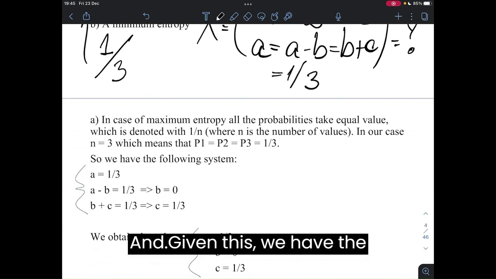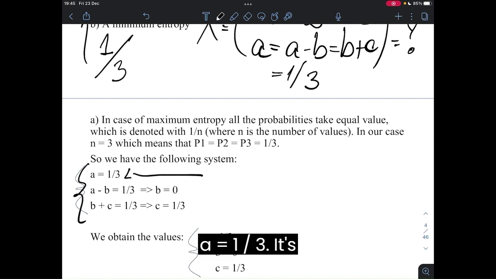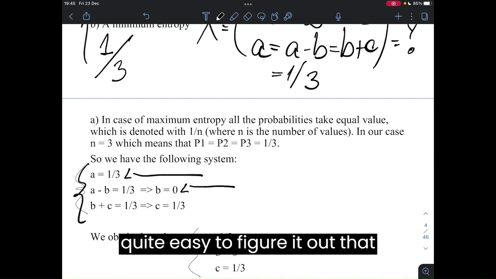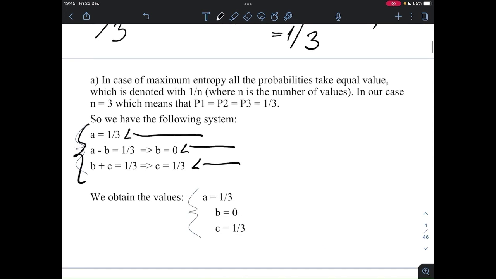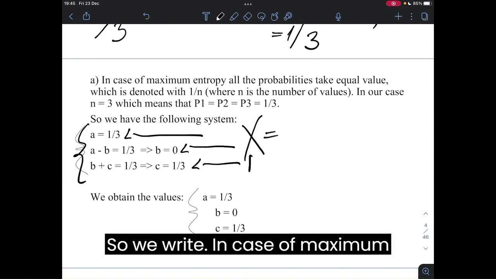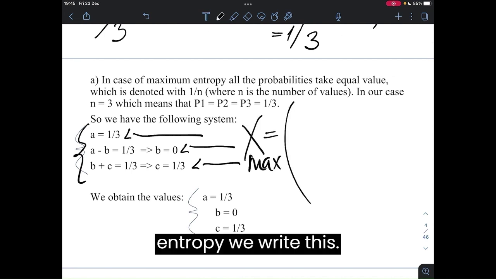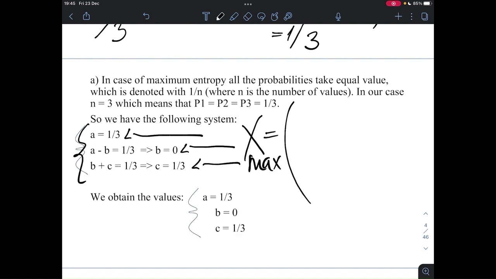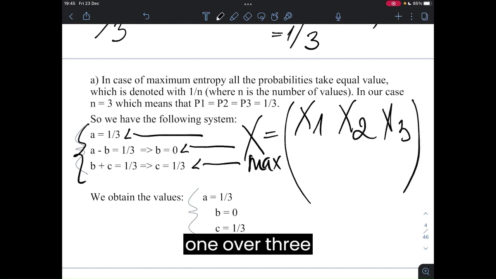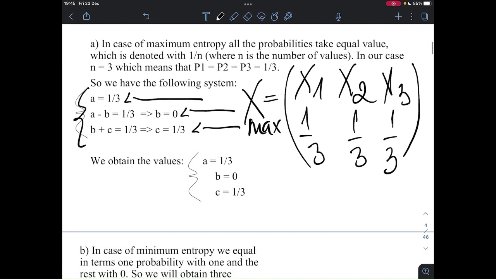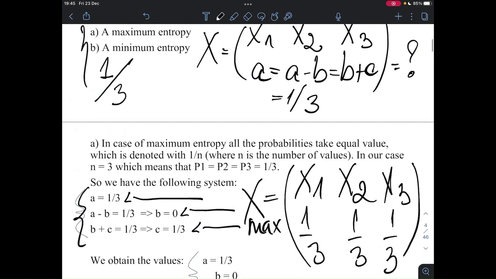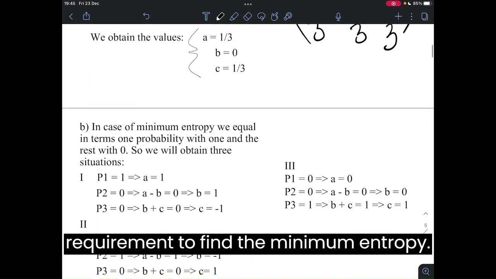And given this, we have the following system, where a equals 1/3. It's quite easy to figure out that b equals 0 and that c equals 1/3. So in case of maximum entropy, we write this thing like x1, x2, x3, and 1/3, 1/3, 1/3. Great.